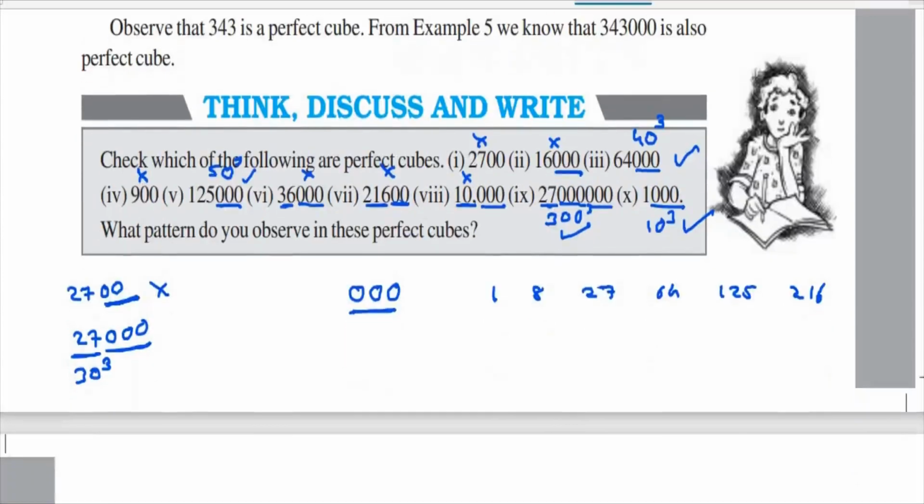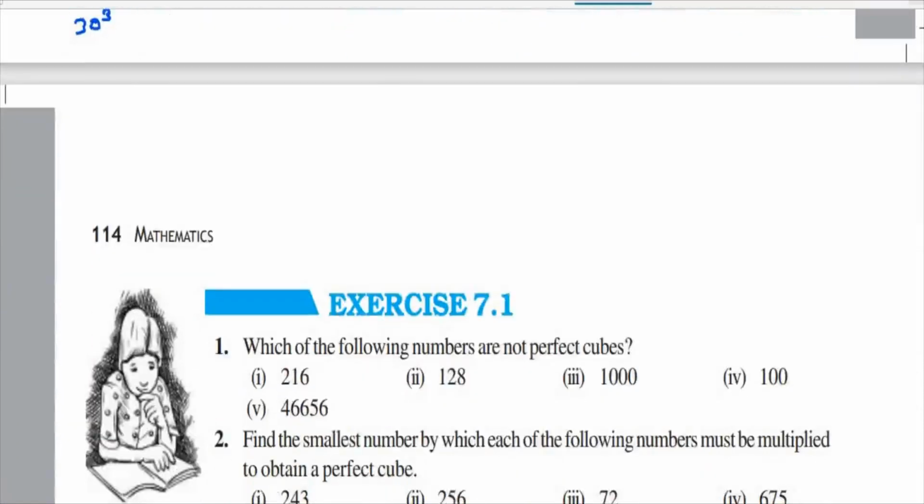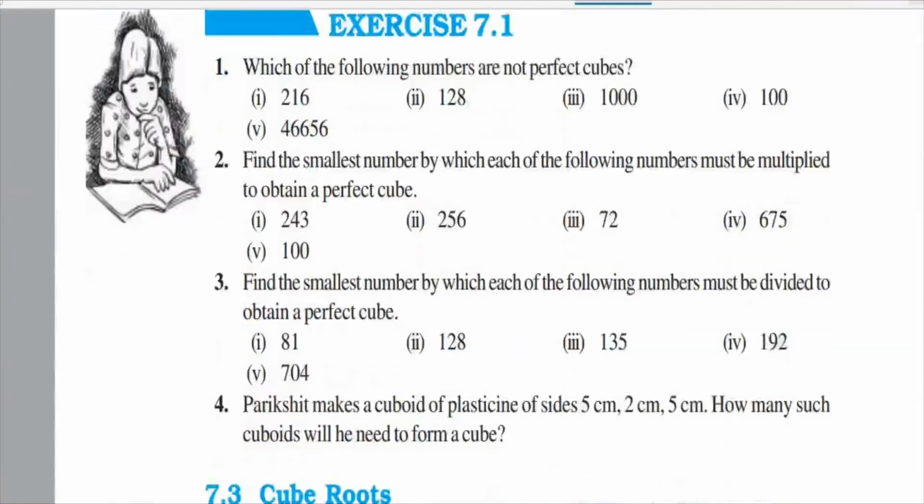Okay guys, we end up here. Now exercise 7.1, this is your homework. This you have to do on your own. See, which of the following numbers are not perfect cubes? Find them out. Right? You can see the last number and find out whether it's not a perfect cube. You can also see whether they're perfect cube by our logic.